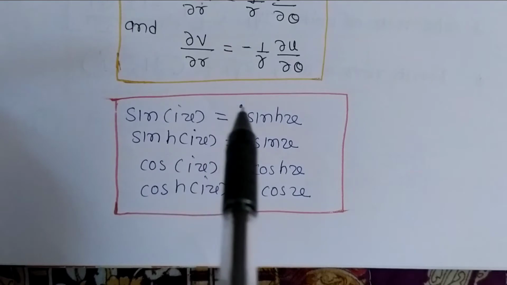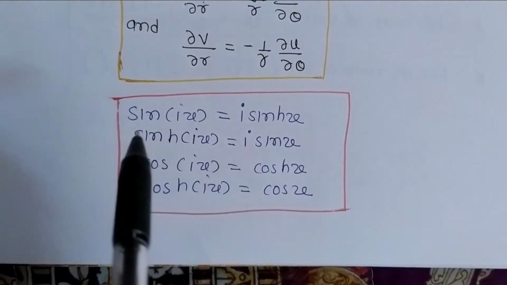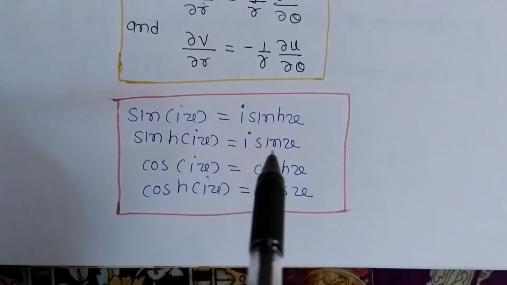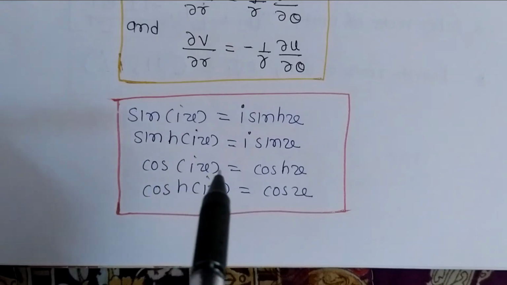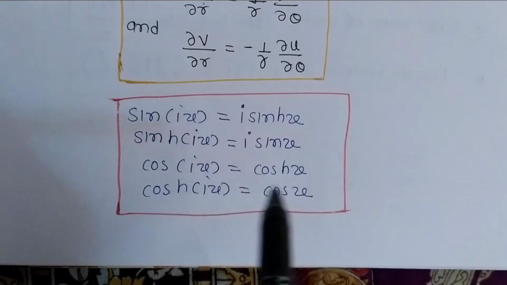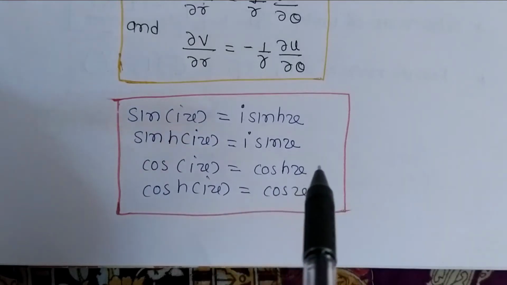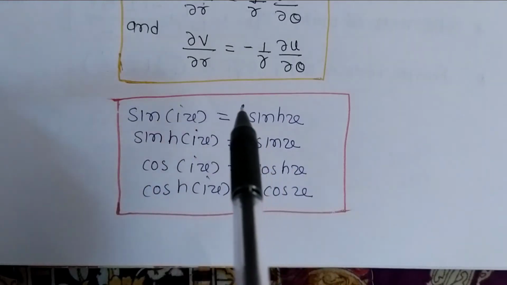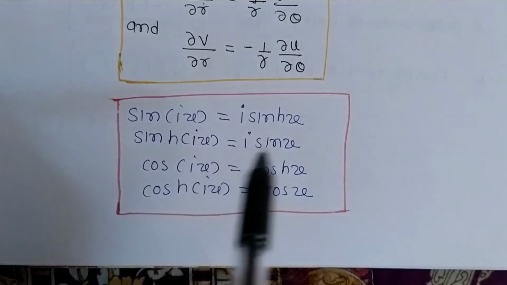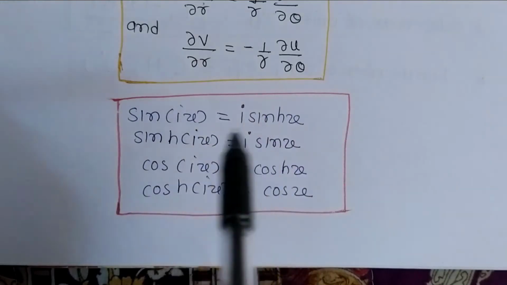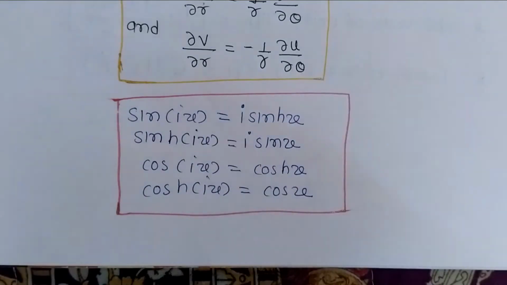Sin ix is converted into sinh x, and sinh ix is converted into sin x. Cos ix is converted into cosh x, and cosh ix is converted into cos x. In terms of cos there is no i, and in terms of sin there is i multiplied by the other term.